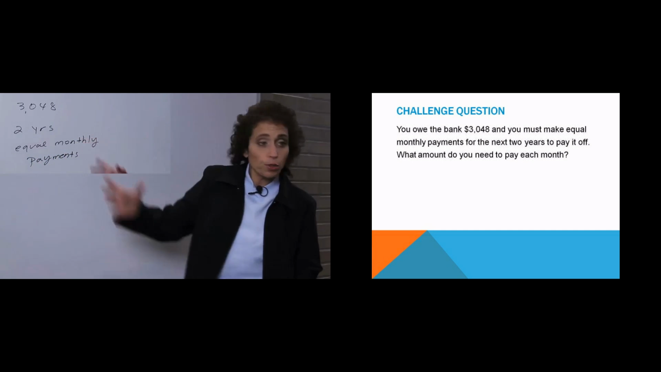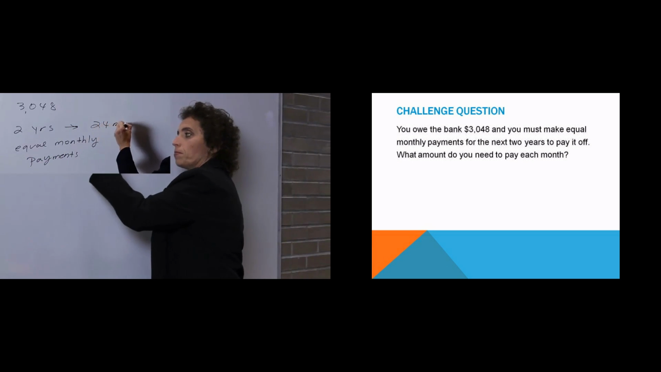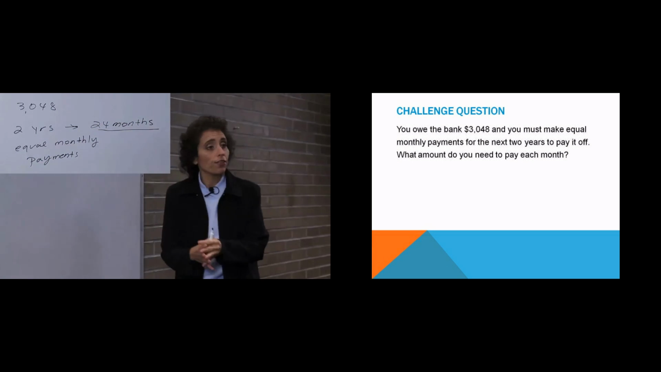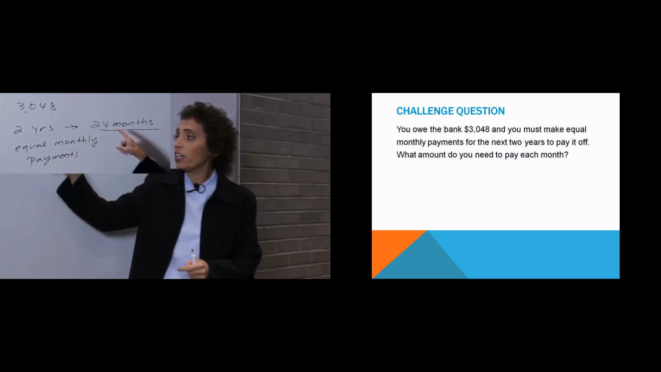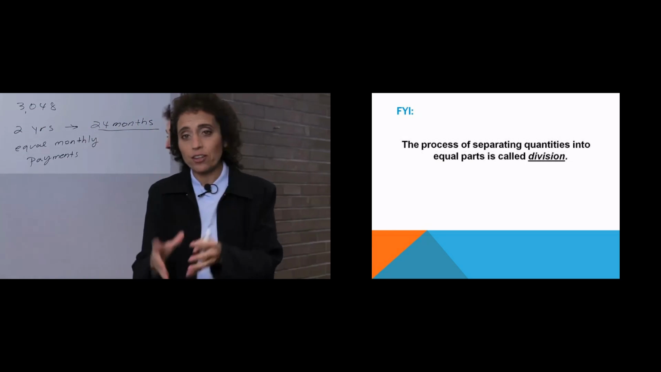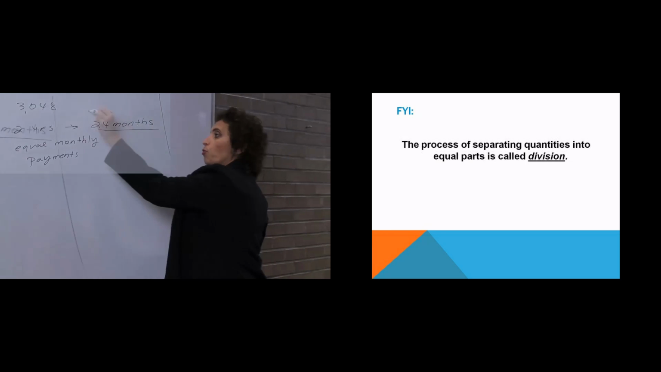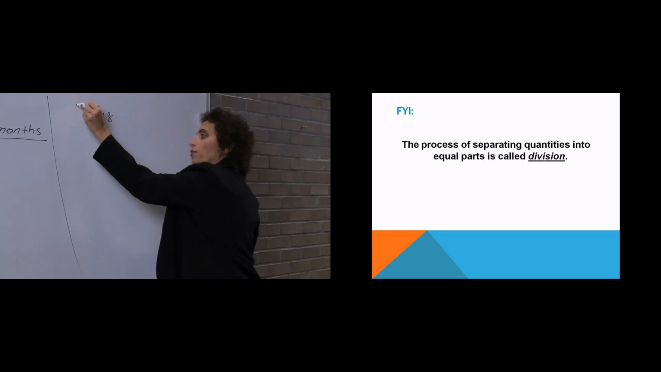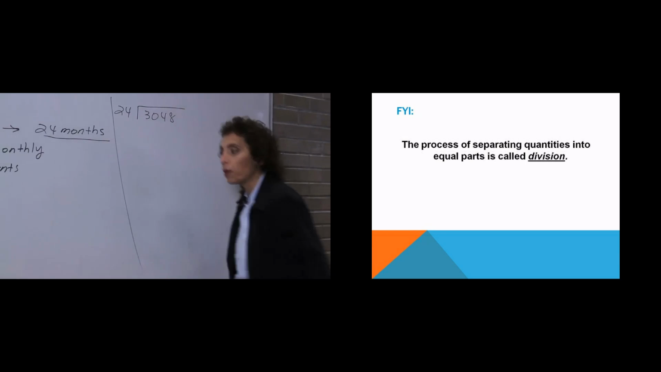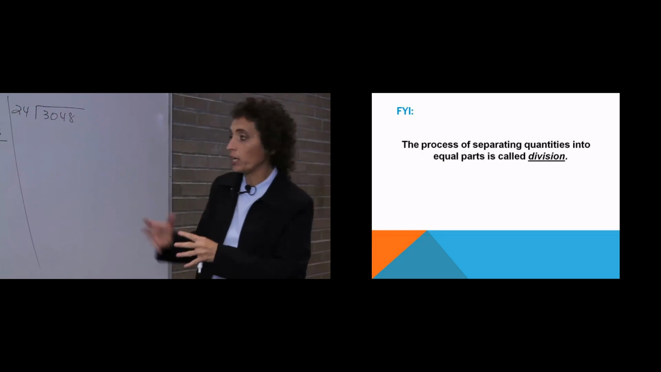Okay, so if you have 2 years, that means you have 24 months to pay this off, right? And you want to know how much you have to pay each month. Well, now that means we're separating this into equal monthly payments or equal amounts. When you separate into equal amounts, that is called division. So we need to divide. So here we need to take 3,048 and divide it by 24. And I had to change to months because I want to make monthly payments. So separating into equal quantities is division. So that's how we know we have to divide here.